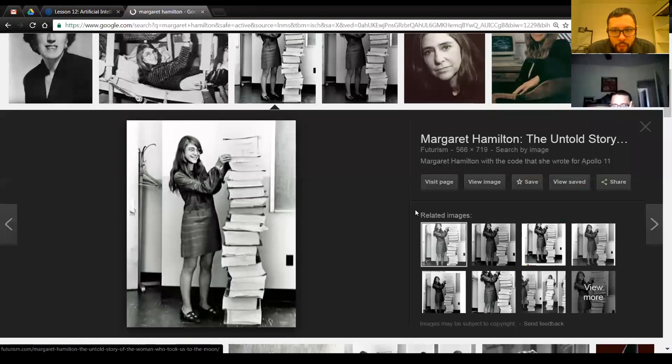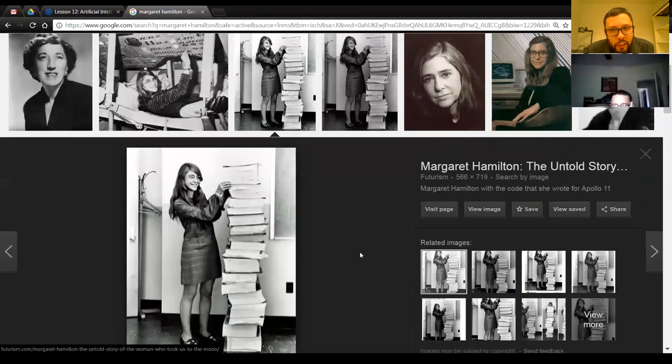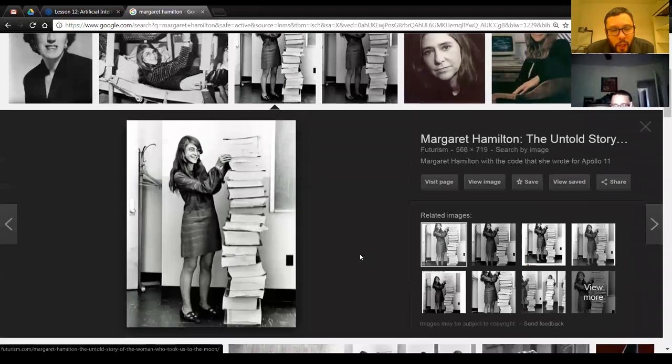Margaret Hamilton, early computer scientist, was the lead coder for the Apollo missions to space. She was a lead programmer at NASA, and she wrote herself the code that got the Apollo missions into space. And here's the code printed out on paper. If you stack the code on paper, printed out, it's taller than she is. And she wrote all of that.